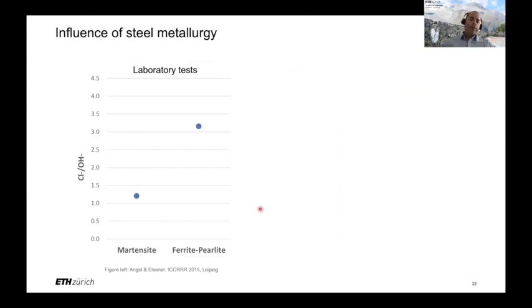This is an example from tests that were performed with different rebars immersed in an electrolyte with variable chloride to hydroxyl ion ratio. And you could see that the metallurgy of the metal of the rebar seems to have a dramatic impact on the chloride threshold value. So from these laboratory tests, it was concluded that martensitic rebars, or at least rebars with an outer layer of tempered martensite, have a lower chloride threshold value than ferritic perlitic microstructures.